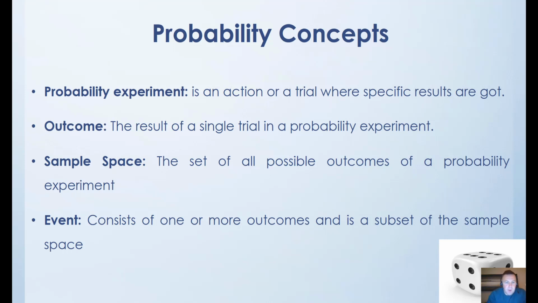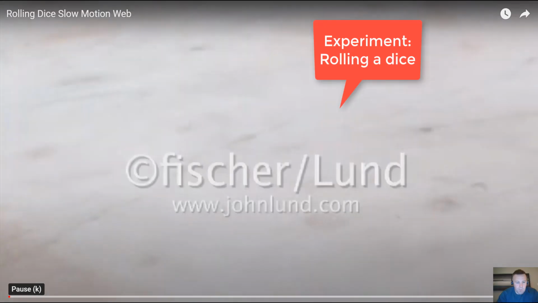So just some more probability concepts. A probability experiment is an action or a trial where specific results are got. An outcome is the result of a single trial in a probability experiment. Sample space, the set of all possible outcomes of a probability experiment. An event consists of one or more outcomes and is a subset of the sample space.